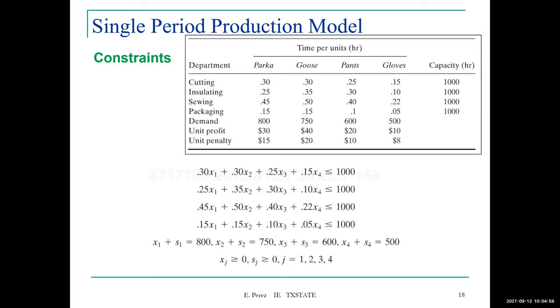So I'm making sure that if I end up producing these many items for parka jackets, goose, pants, and gloves, when I look at the number for each one of them and I plug in those numbers here, I need to make sure that I'm not using more than 1,000 hours for this cutting department. If that's not the case, then that solution is not feasible. So whatever combination of X1, X2, X3, and X4, when you plug in those numbers here, it has to be less than or equal to 1,000.